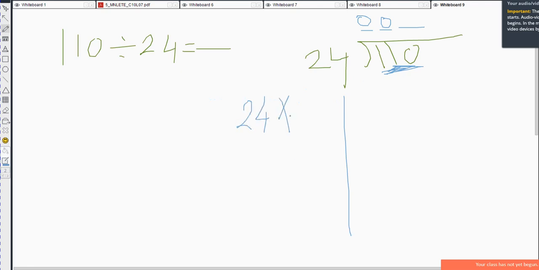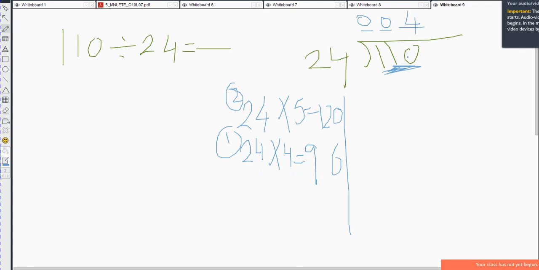Let's multiply by 5 first. 4 multiplied by 5 equals 20, 0 and carry 2. 2 multiplied by 5 equals 10 and 2, 12. So we have here 120 is greater than 110. So we can't take 120. So we try a number smaller than 5, which is 4. 4 multiplied by 4 equals 16, 6 and carry up 1. 2 multiplied by 4 equals 8 and 1, 9. So it will be here 4 and here 96.